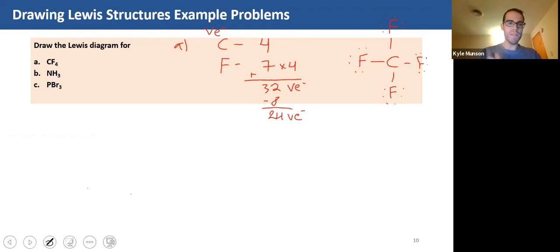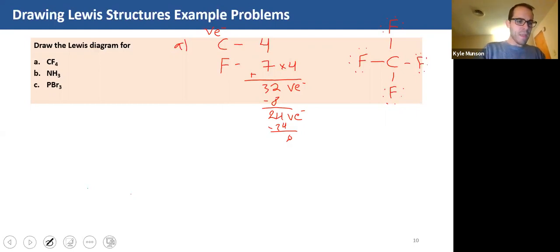So this is my tentative Lewis structure. And when I did that, I just used up all of my valence electrons, all 24 of them. So I've got 0 left. So I know I used them all at least. Now I check and I say, does everything have an octet? Well, yeah, the carbon has 8 electrons around it. It's happy. The fluorines have 8 electrons around them. They're happy. So this is the Lewis structure. Easy, right? Like I said, you have all those steps, but in practice, it's not so hard.